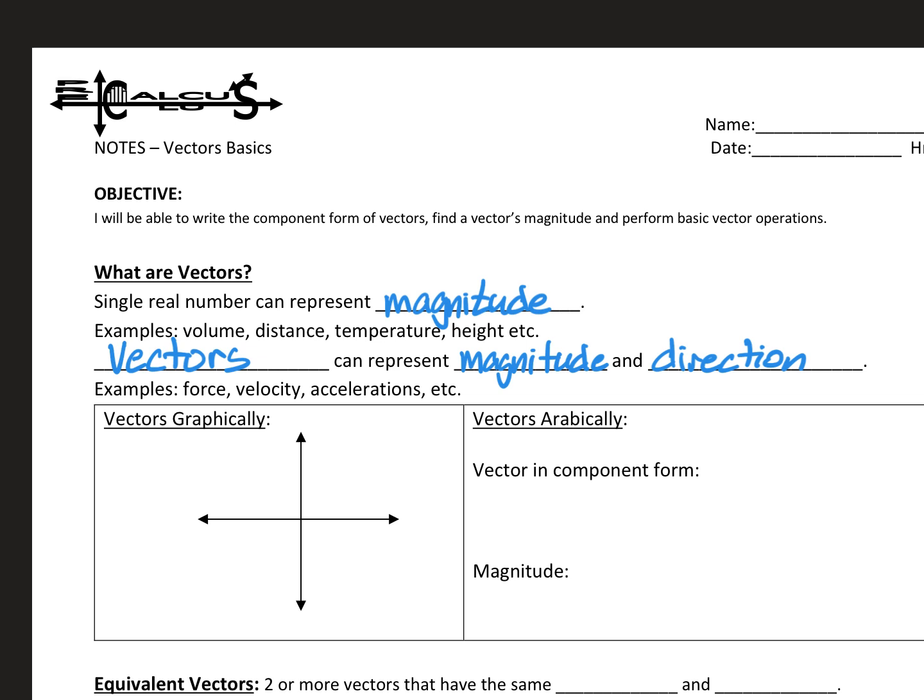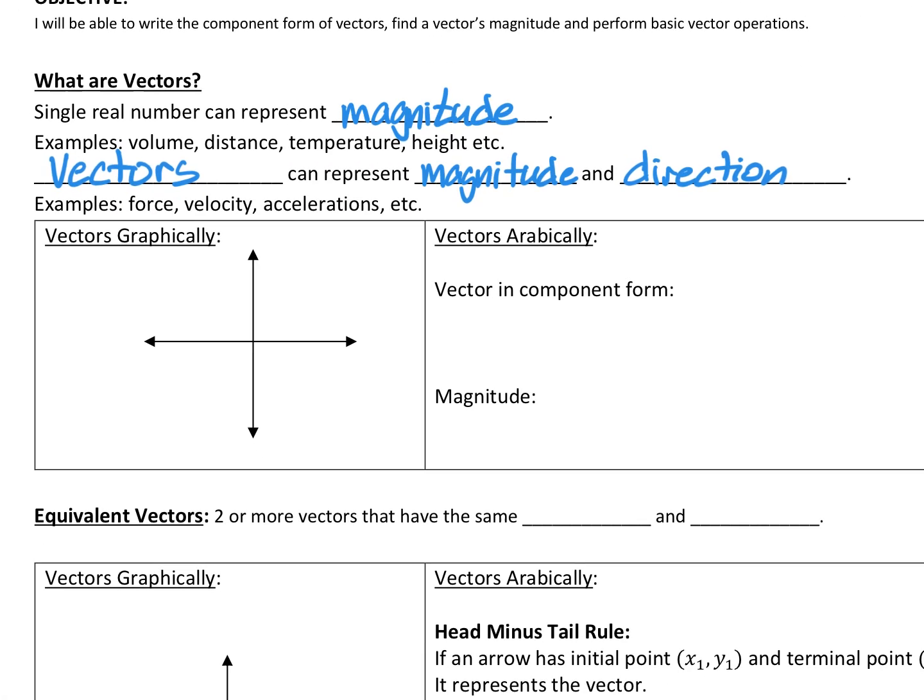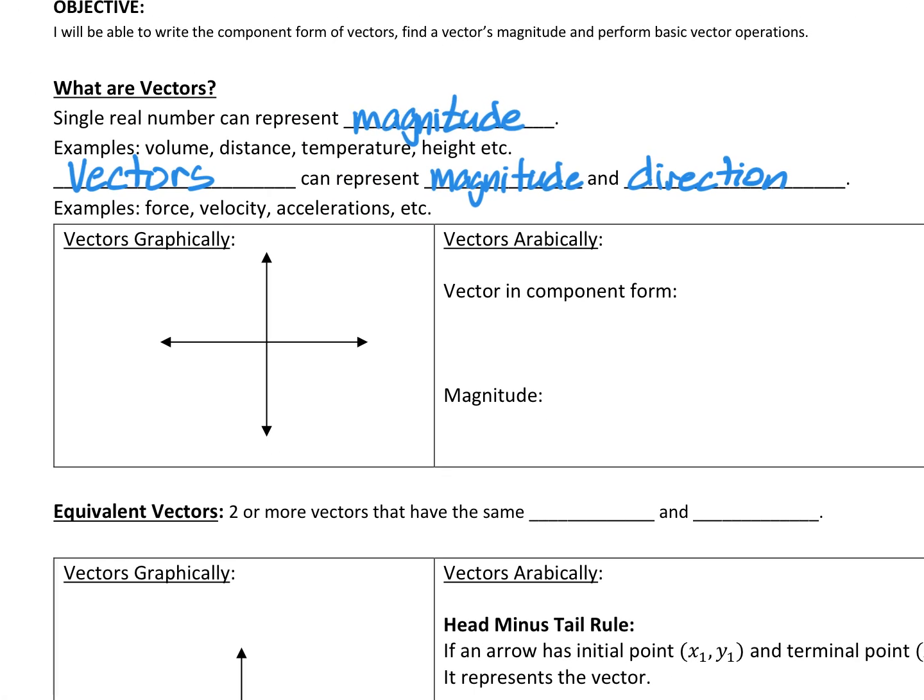Vectors can represent magnitude and direction, so more than just magnitude. An example of this would be force, velocity, acceleration. You can think about these things as happening in a direction. Graphically, we represent vectors as an arrow in the plane. You would think that if there's magnitude and direction, well, direction is infinite. You could have an infinite number of directions.